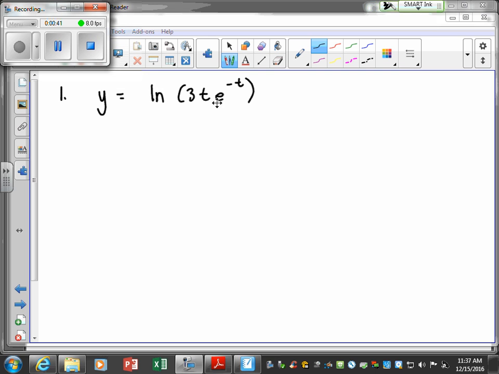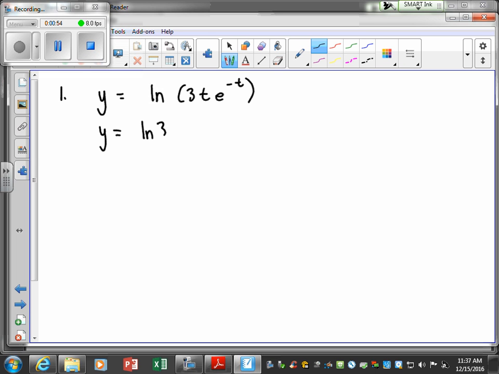Okay, so we have a natural log problem. The first thing we want to do, if we can, is to rewrite algebraically. So we want to break this apart. This is multiplication, so we can break those apart using addition. So let's just rewrite first of all. So the natural log of 3 plus the natural log of t plus the natural log of e to the negative t.